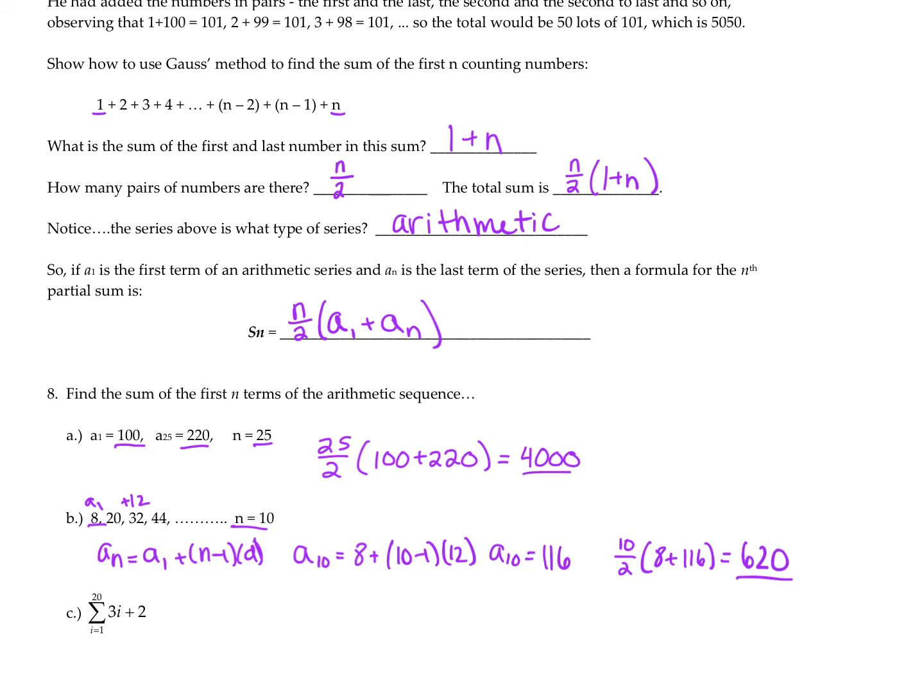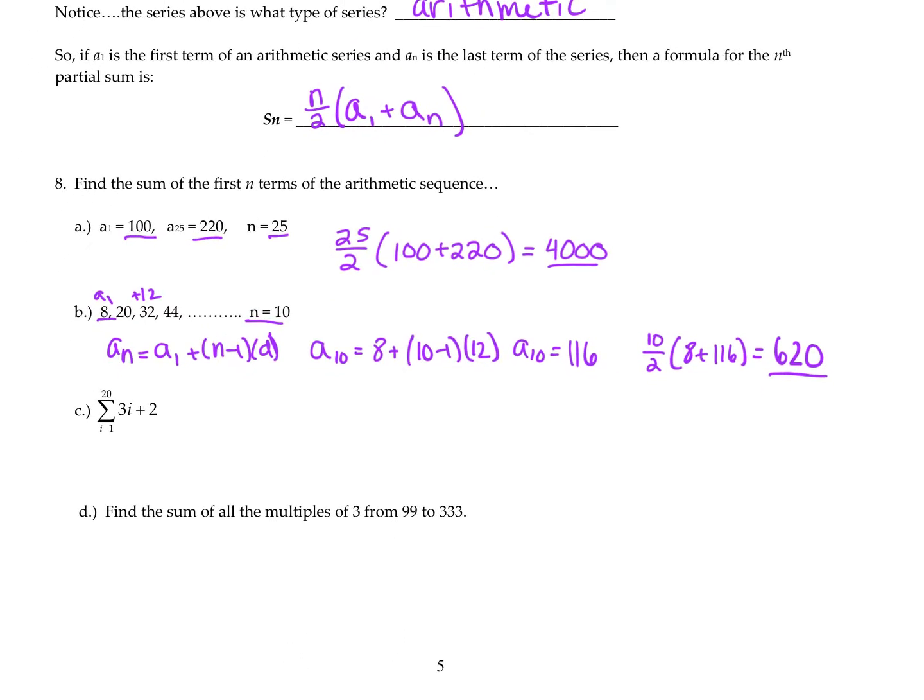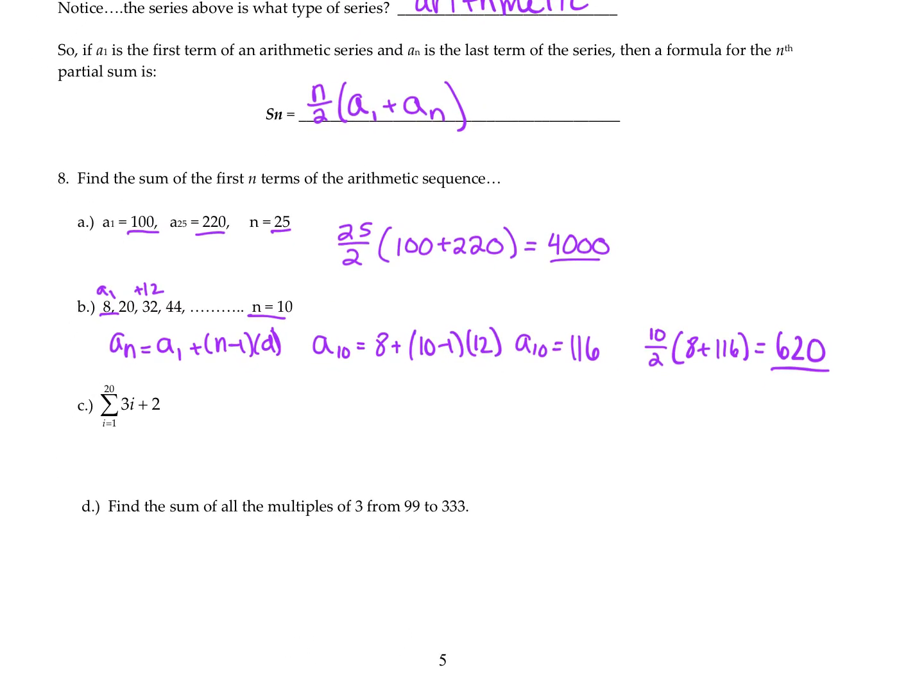That's my final answer. All right, this third situation is a little bit different. They're giving us something in summation notation. So I need to first determine what a1 and a20 are, because I know that my n is 20. So a1, if I plug in 1 for i, I'm going to get 3 times 1 plus 2, so a1 is 5. Then if I plug in 20, 3 times 20 plus 2 would be 62. So I'm going to do 20 over 2, and then 5 plus 62 would give me 670.